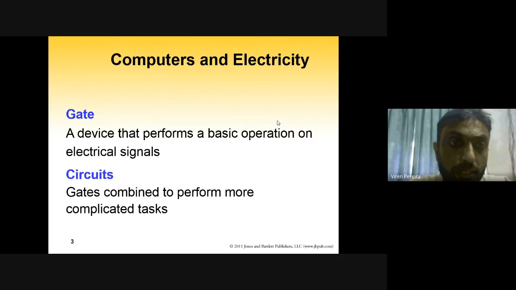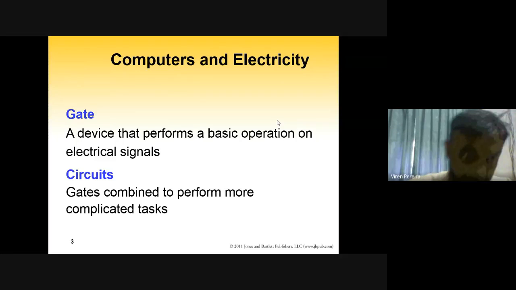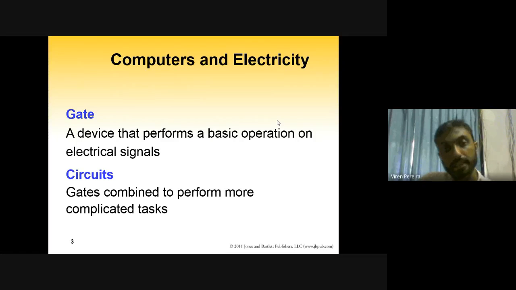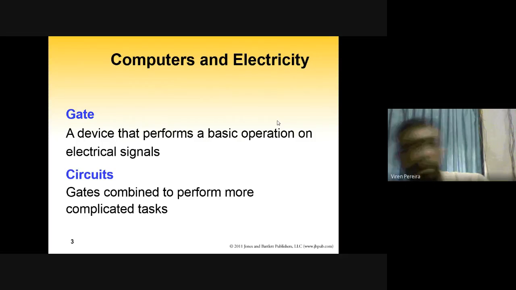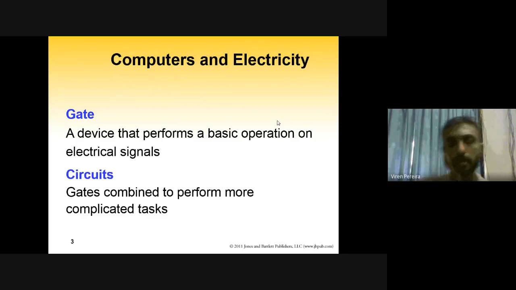Now, computers and electricity, gate and circuit. As it is seen, a gate is a device that performs a basic operation on electrical signals. If you might have seen your transistors and all, a gate is an initial signal given to a transistor. When the gate signal is given, the transistor basically turns on. When the gate signal is not there, your transistor basically turns off. So it performs a basic operation on electrical signals, so as to turn on or turn off.